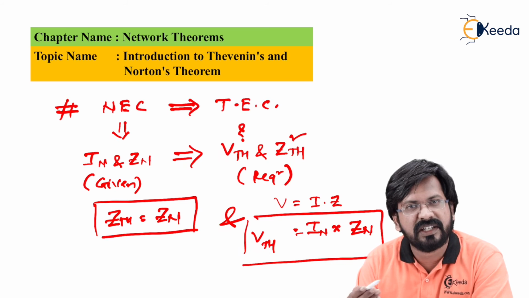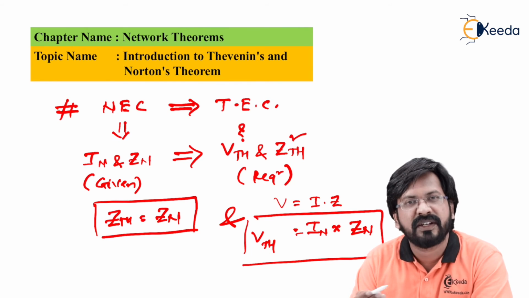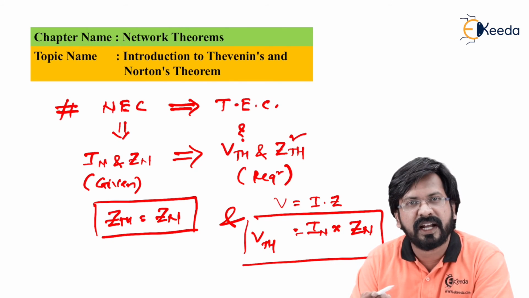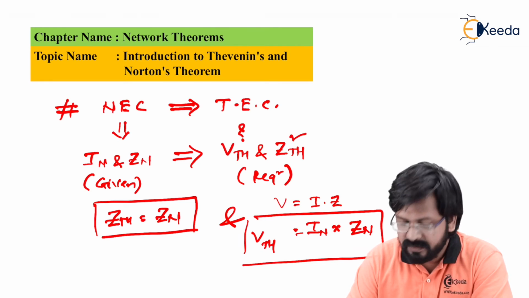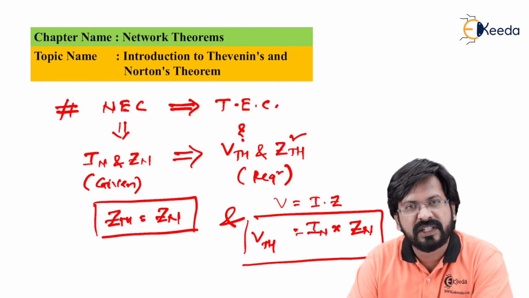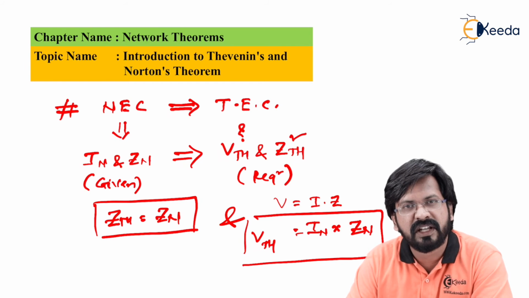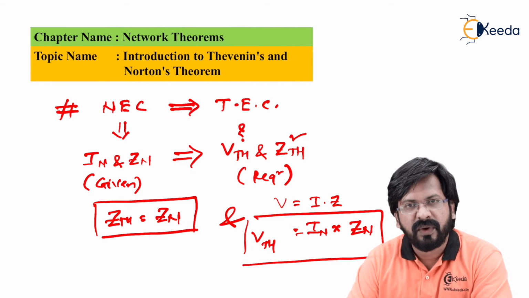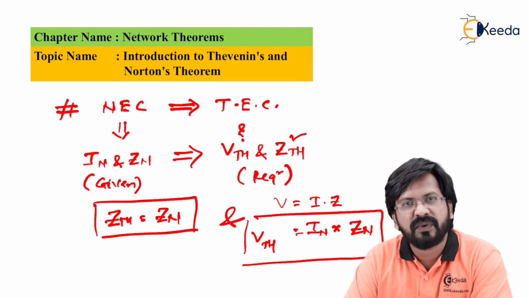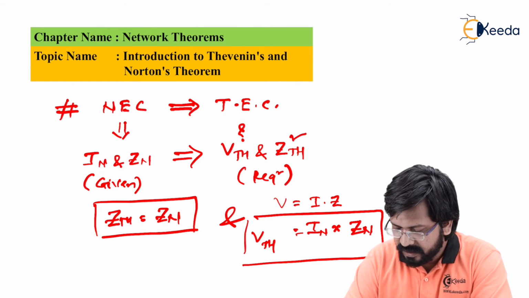So ZTH is directly equal to Zn, whereas VTH equals IN times Zn. I'm sure now you have understood what Thevenin's theorem is and what Norton's theorem is. Thevenin's theorem as well as Norton's theorem helps you to reduce the circuit into a simplified network. Thevenin's theorem gives you VTH, ZTH, whereas Norton's theorem gives you IN and Zn.